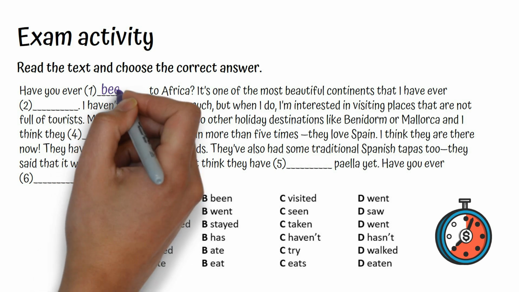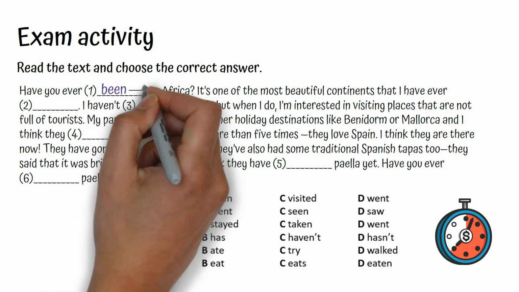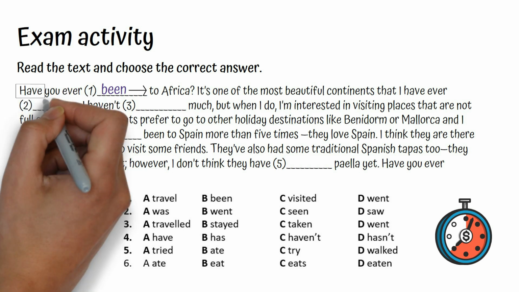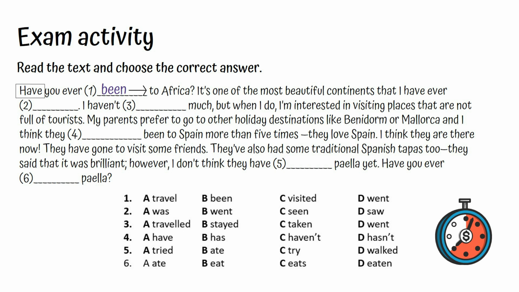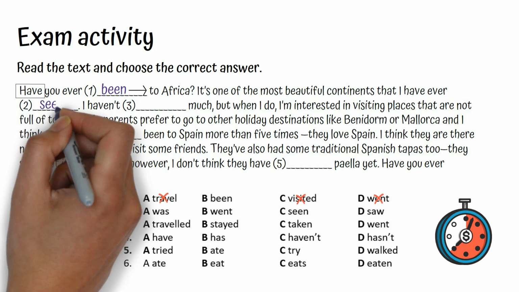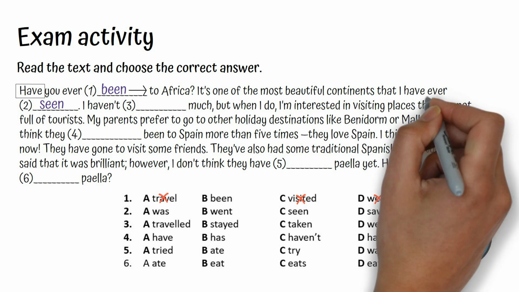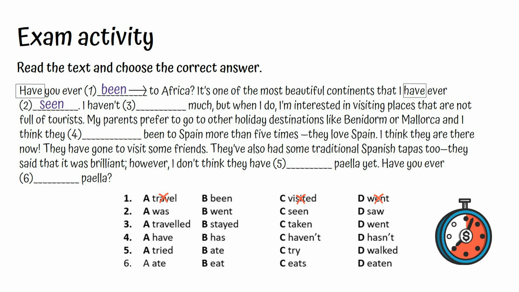Number 1. Been is correct because we use the past participle been with to say that we have travelled to a place or a country. We use the past participle been with the auxiliary verb have to form the present perfect. Number 2. Seen is correct because we use the past participle seen with the auxiliary verb have to form the present perfect. Was, went and saw are not correct because we do not use the past simple to form the present perfect.